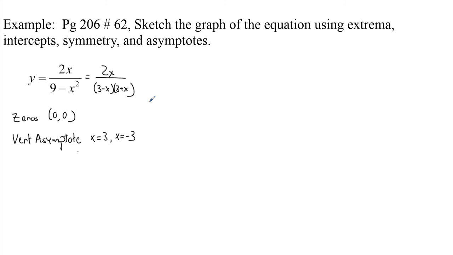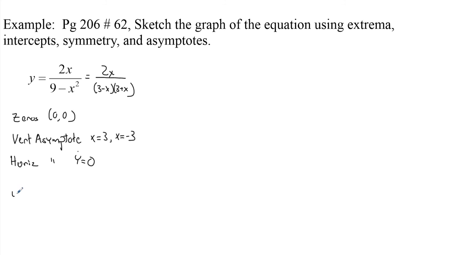And so let's see here. I can find the horizontal asymptote this way. I look at this, and the degree of the numerator is 1, and the degree of the denominator is 2. Since the degree of the denominator is bigger than the degree of the numerator, we can say that the horizontal asymptote is y equals 0.